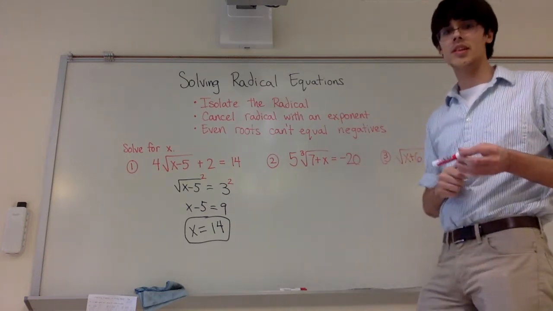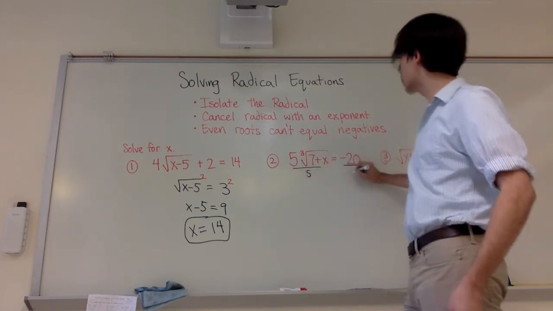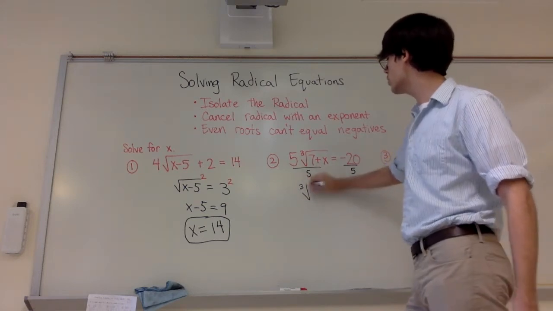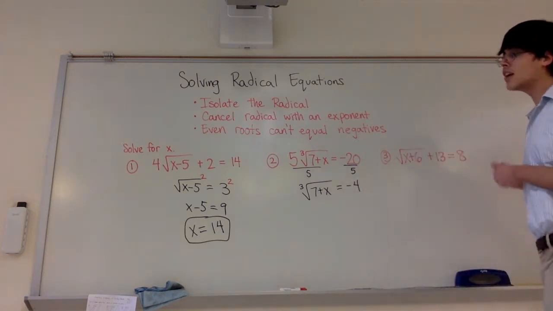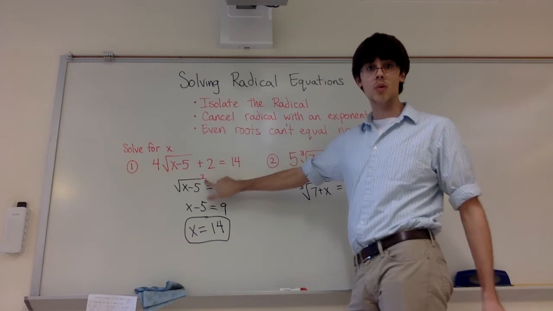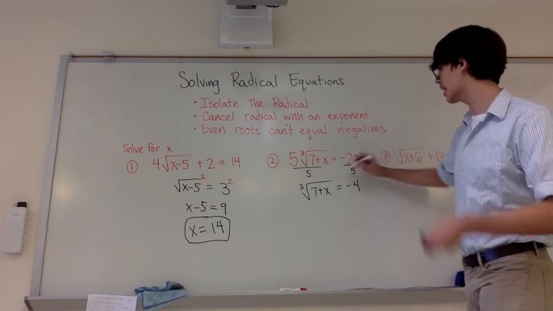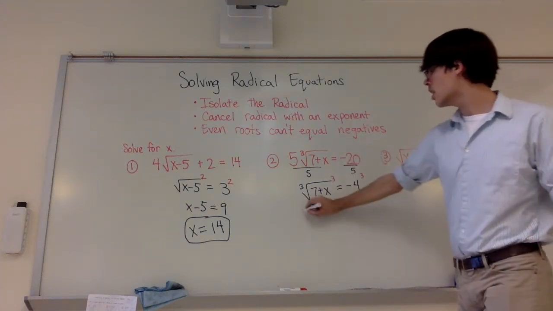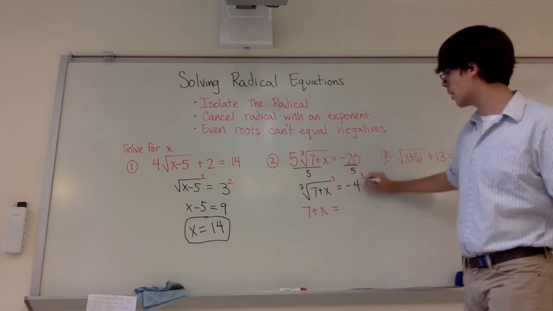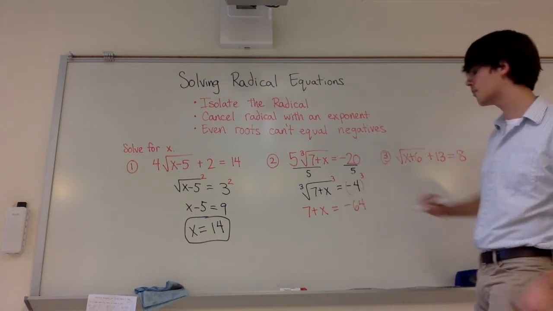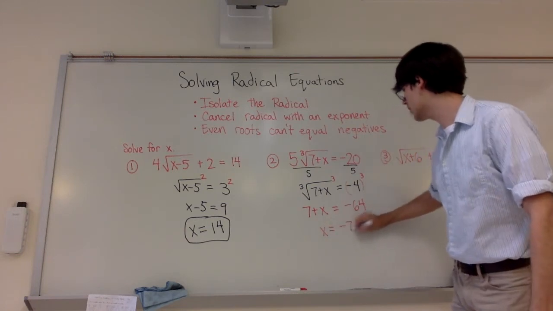Same idea on the second problem right here. We have 5 times a cube root on this one. We're going to divide by 5 to get rid of the 5 out front. Now we just have the cube root of 7 plus x is equal to negative 4. If you want to cancel a square root, you square both sides of the equation. If you want to cancel a cube root, we're going to cube both sides, so we raise both sides to the 3rd power. Now we're left with just 7 plus x over here, and negative 4 to the 3rd power is negative 64. And then it's easy. We just subtract 7 to get our final answer: x equals negative 71 for this one.